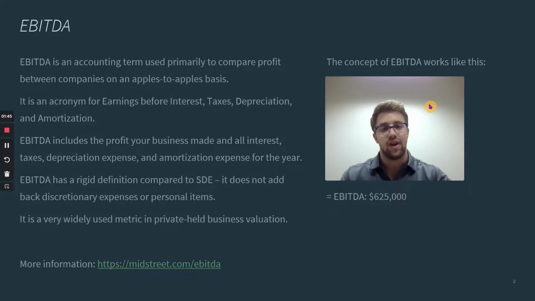EBITDA, on the other hand, is really a more financial definition where it's pretty rigid. When you're calculating EBITDA, those are the only adjustments that you'll make. And we'll talk about later why that might not necessarily be the right tool to use for every job.